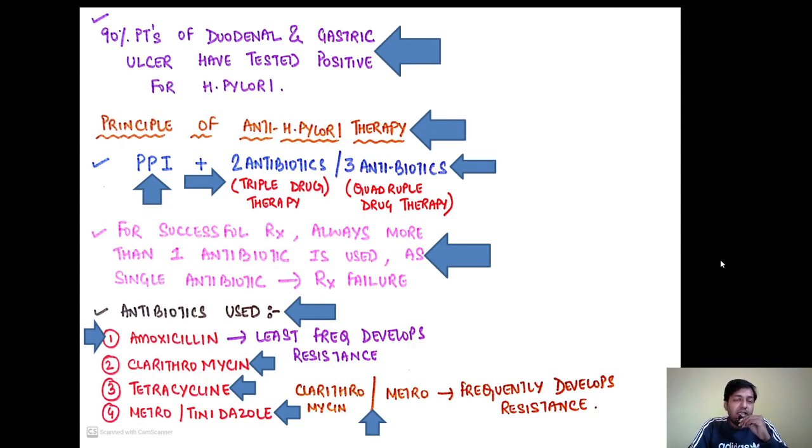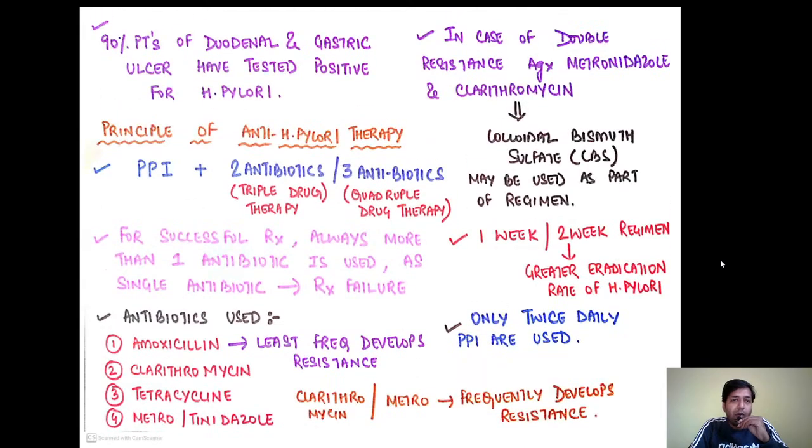Okay, so this is all about the principle. Let us continue the principle again. More about the principle is, in case of double resistance against metronidazole and clarithromycin, we are going to add another drug to it. As we saw in our previous lecture, we read about colloidal bismuth sulfate, which was an ulcer protective, but we also read that it has some action against H. pylori. So to the treatment regimen, we can add colloidal bismuth sulfate. In all those cases where there is drug resistance, we can use colloidal bismuth sulfate.